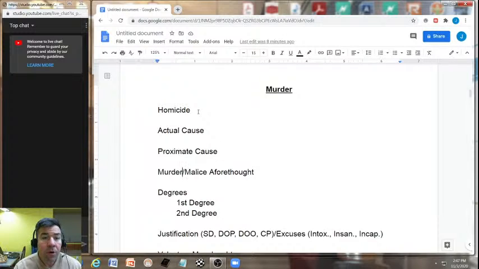Murder, malice aforethought. The murder definition is the unjustified killing of a human being by a human being with malice aforethought. Malice aforethought is established by the mental states of intent to kill, felony murder rule, intent to cause serious bodily harm, and depraved heart murder.